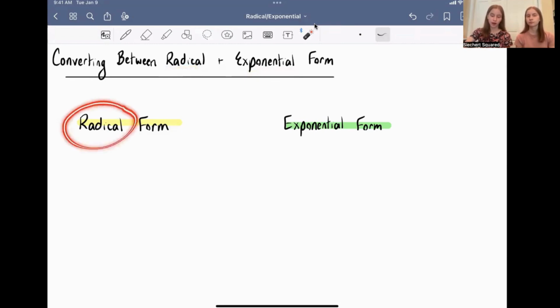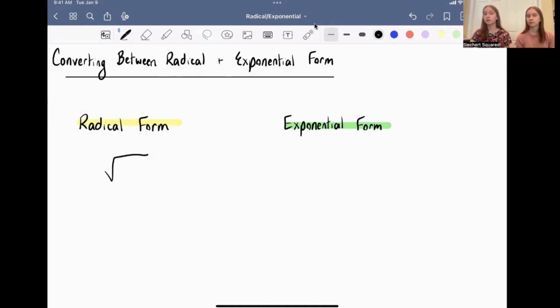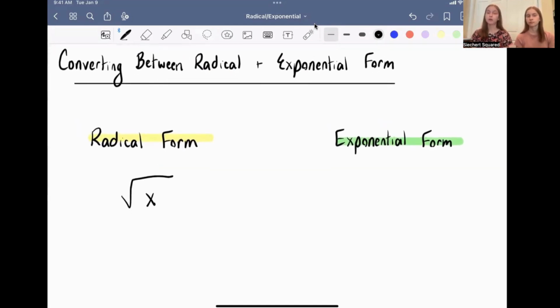When we see something in radical form, it might look something like this. One of the most classic examples of a radical is a square root, and for the sake of this example, we'll just put an x in it. Now, for radical form, there are two important things that we need to know. The first thing is we need to know what the index is of our radical. The index is really the number that goes here with our radical, which obviously we don't see a number right now, but because this is a square root, there's actually an invisible 2 that we can write. So that 2 would be our index.